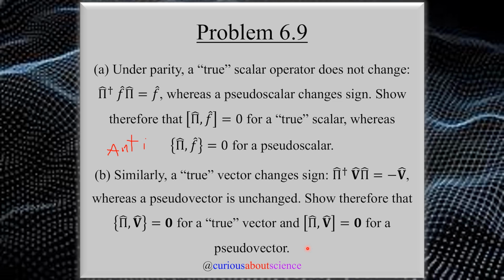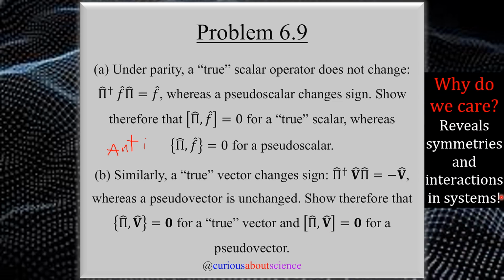Pretty cool. A lot of new things. But why do we care about these classifications? Well, understanding the behavior of pseudoscalars and pseudovectors under parity transformations is crucial in quantum mechanics because it reveals fundamental symmetries and interactions with physical systems. These properties help physicists predict particle behaviors, understand forces, and develop advanced technologies by providing insights into deeper structure and rules governing the quantum realm.